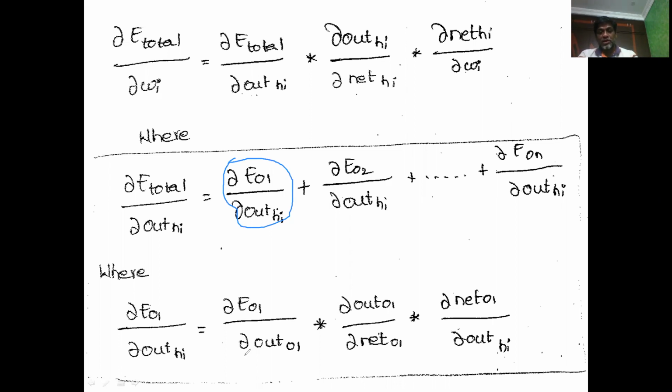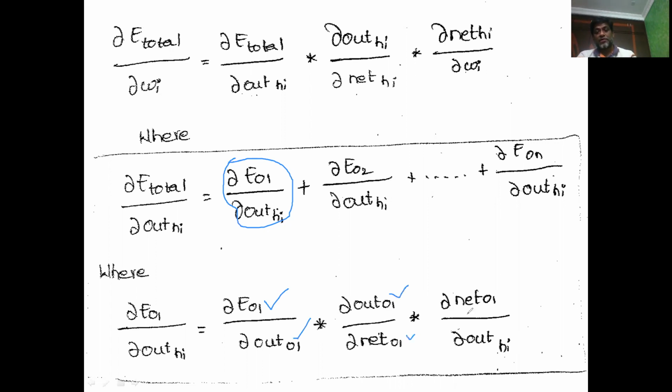Okay. Again, you can see the diagram to use this. Instead of using ∂E_total/∂out_O1, we use every error term: ∂E_O1/∂out_O1 into ∂out_O1/∂net_O1 into ∂net_O1/∂out_Hi. Okay, it is like that. For every error term, we will use this formula. If it is ∂E_O1/∂out_Hi, we will use ∂E_O1, okay, everywhere, and also we will use ∂out_O1.